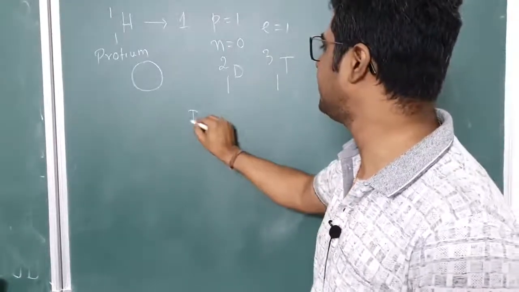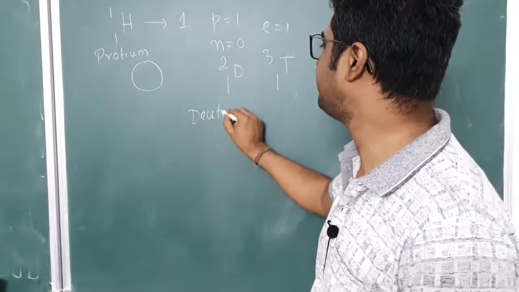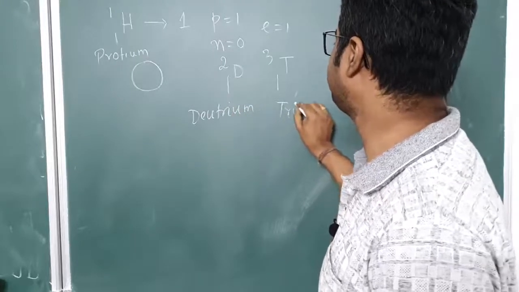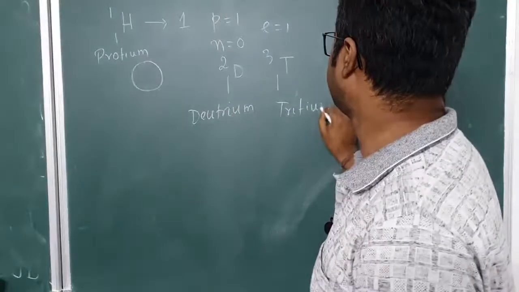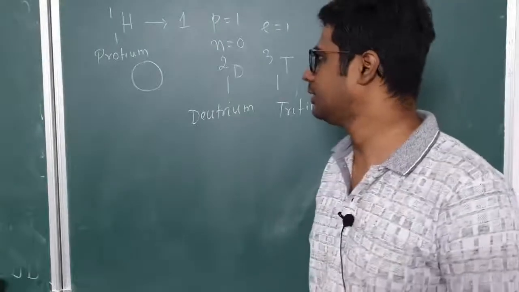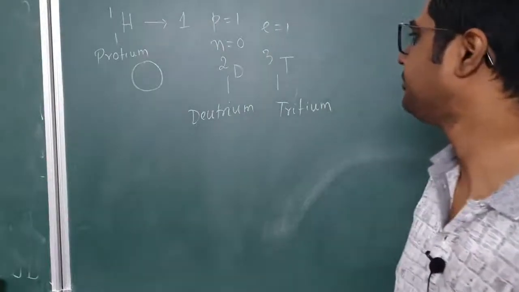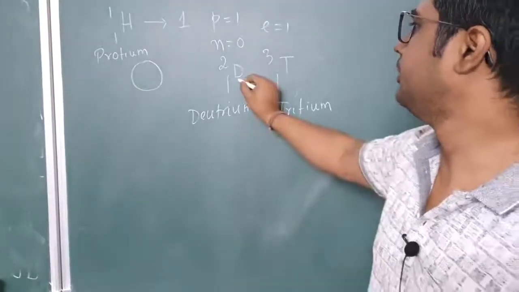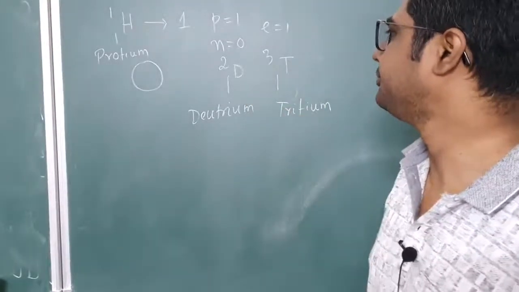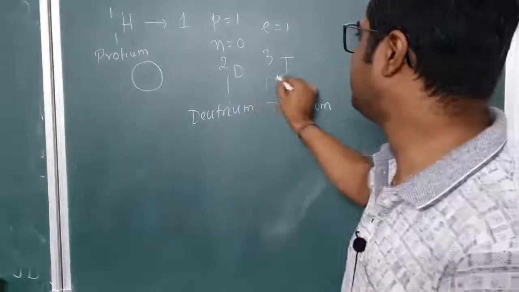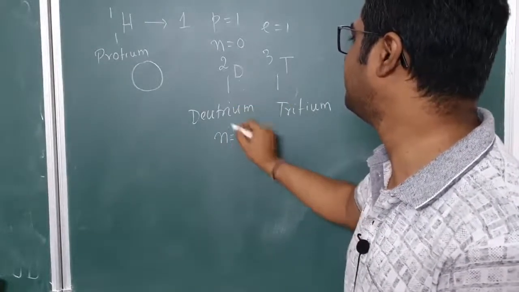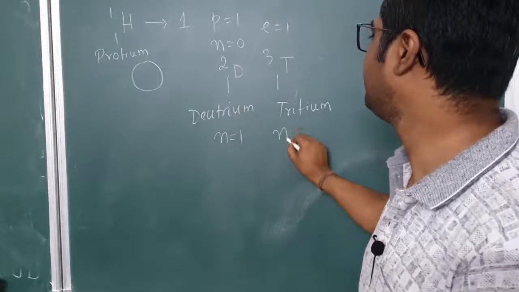Deuterium spelling is deuterium, tritium, okay? Deuterium, tritium. It is denoted by D, it is denoted by T. These 2 isotopes of hydrogen differ in number of neutrons. Here we have got 1 neutron, here we have got 2 neutrons.